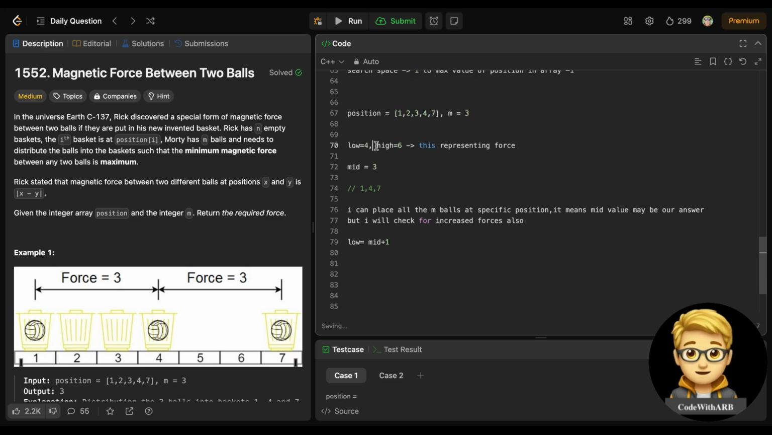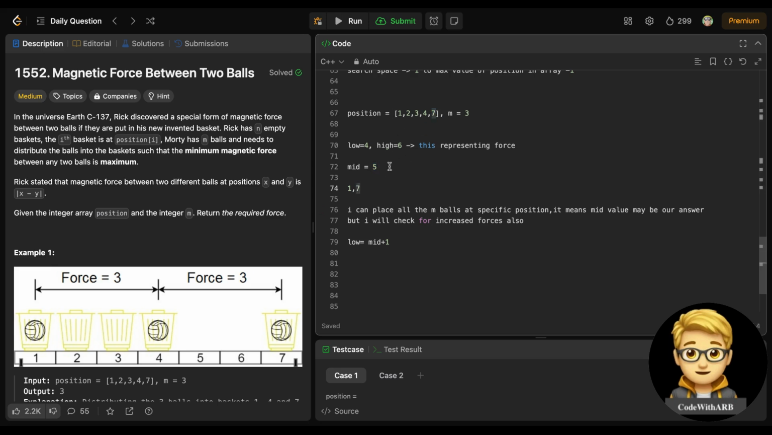Now 4 plus 6 is 10, and mid would be 5, right? Now at force 5, what will I check? I will check whether we can place the balls or not. The first position would be 1. 1 plus 5 is 6. 6 is not there, so we will take 7, because this represents the minimum force, meaning I must require the sixth position or beyond for making this force, right?